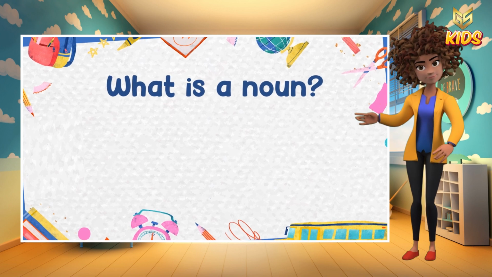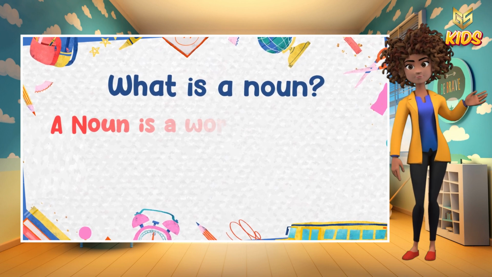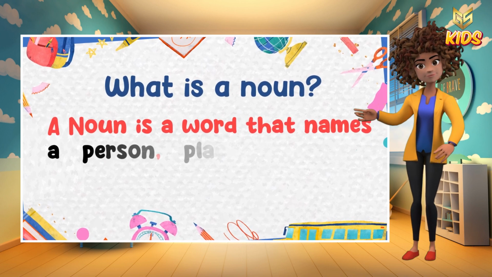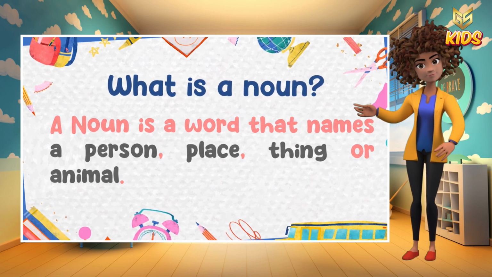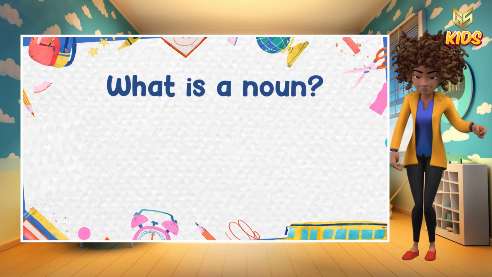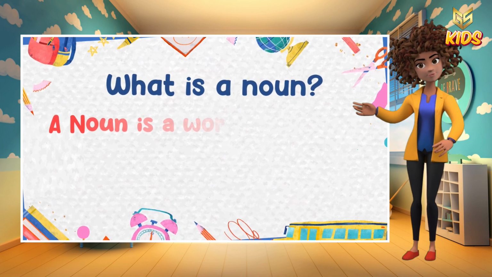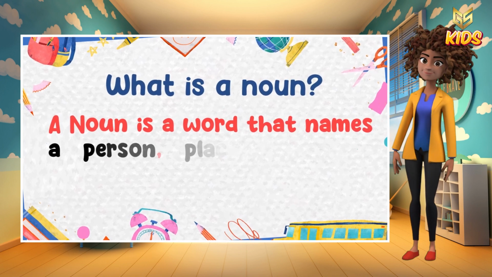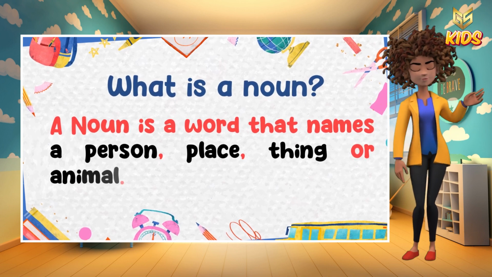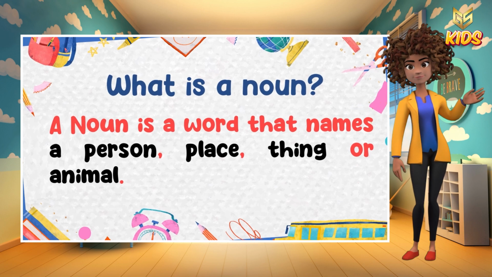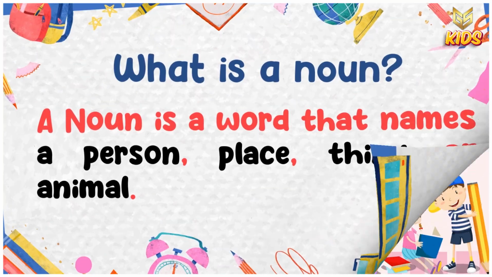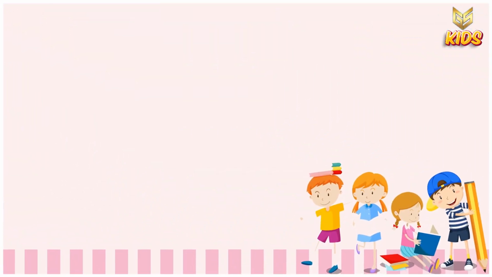Come on, repeat with me. A noun is a word that names a person, place, thing or animal. Okay, children, let's repeat with me again. A noun is a word that names a person, place, thing or animal. I hope you have understood what is noun and how to find the noun.